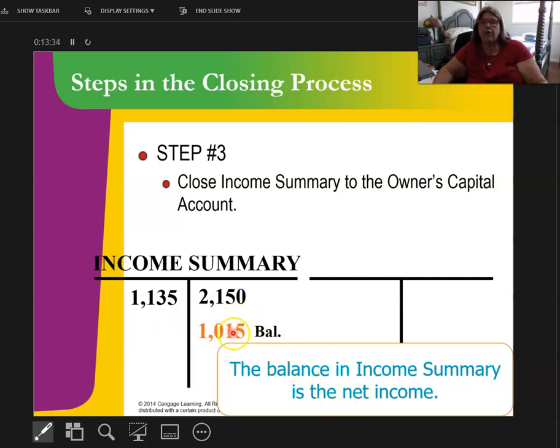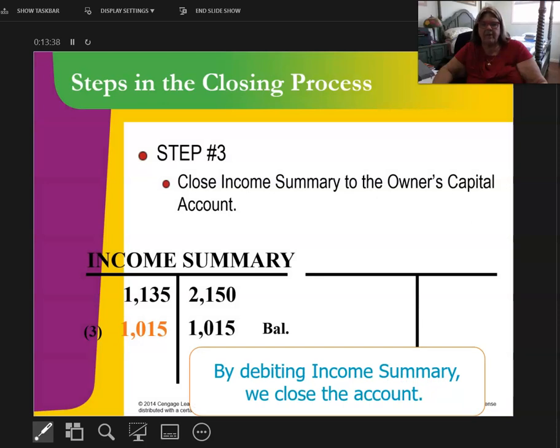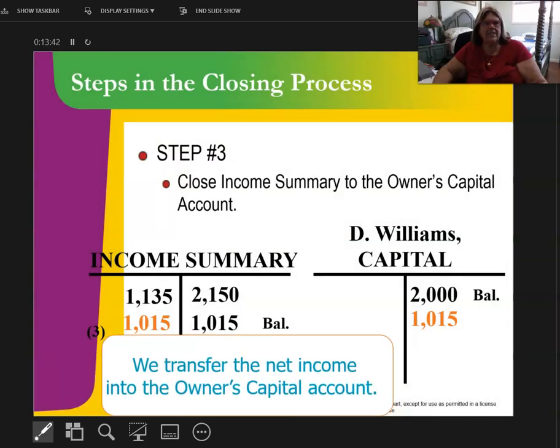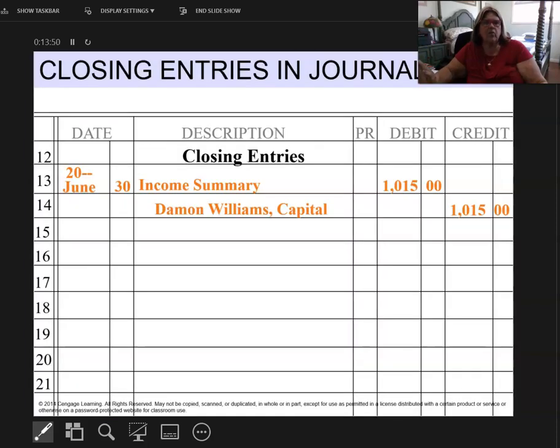So now we're going to close income summary to capital. So I'm going to debit income summary and credit capital. So this is the 3rd closing entry. Remember, there's only 4. Here's what it looks like written out.